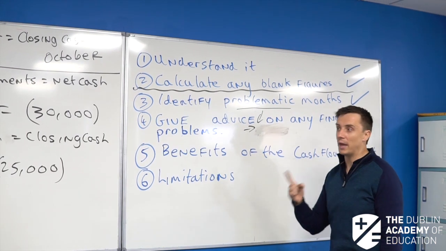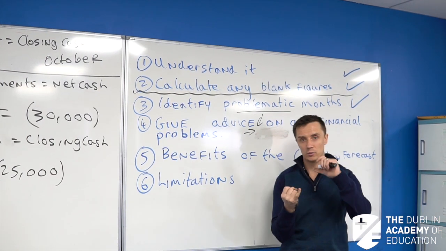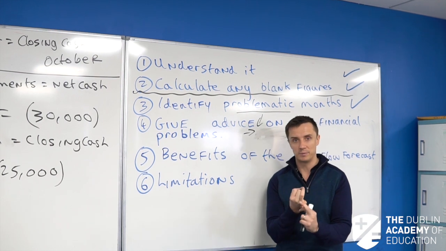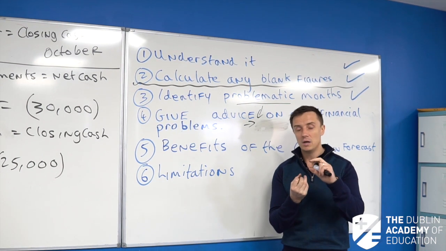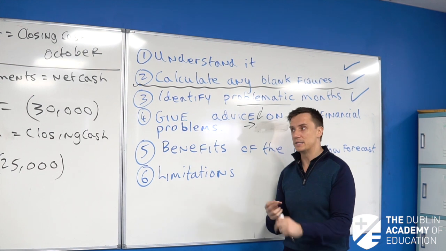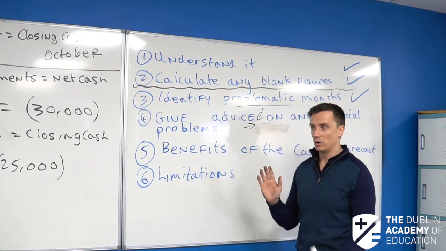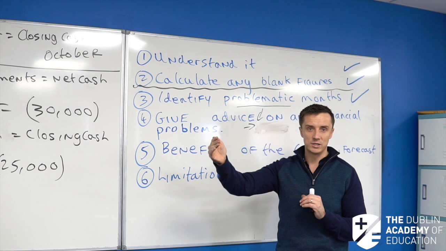And then the last point on it. Going over that again quickly. First point, identify problematic months. It'll also identify months you have a surplus. You'll use it when applying for a loan. And the last one as well is that your forecast can be monitored against your actual performance.